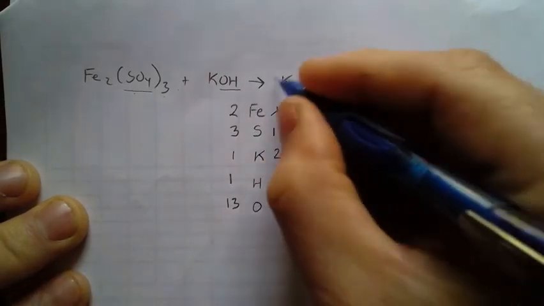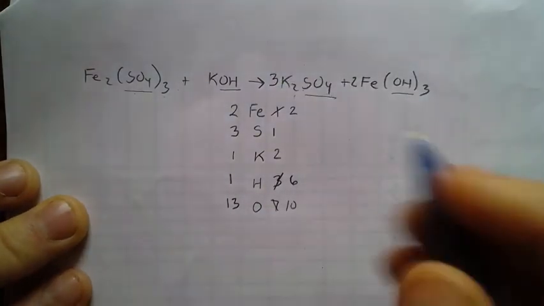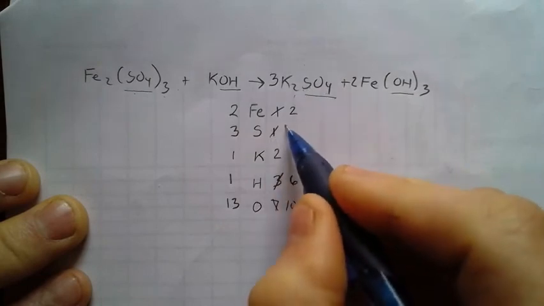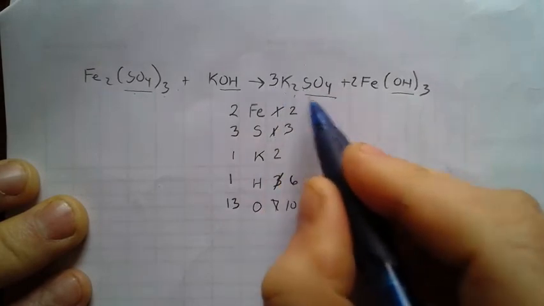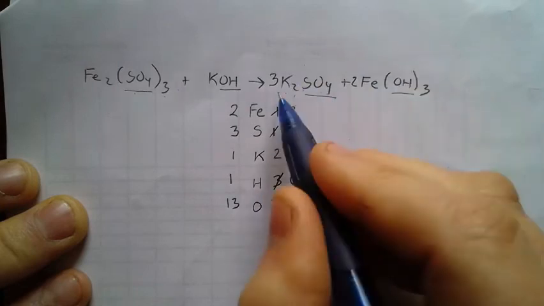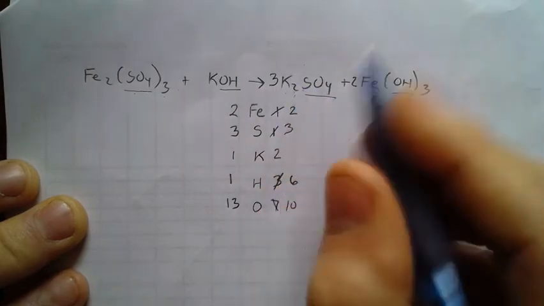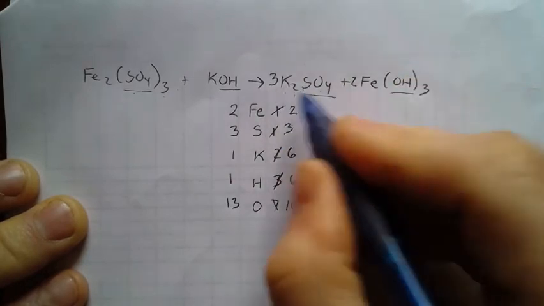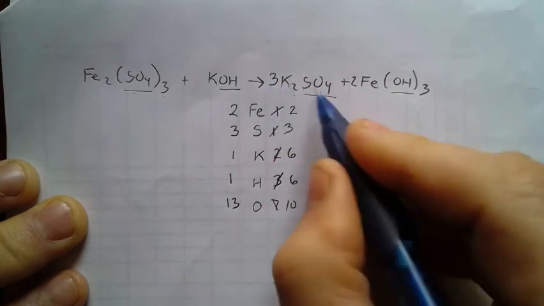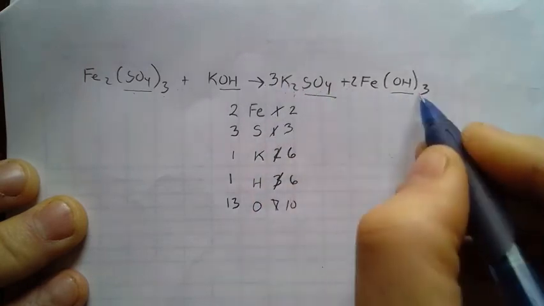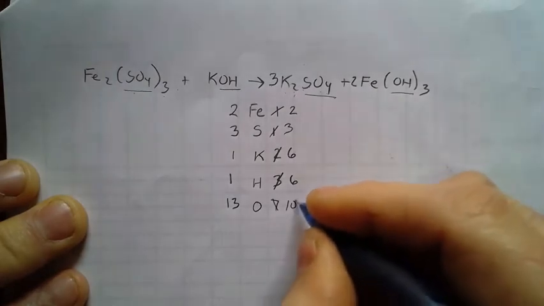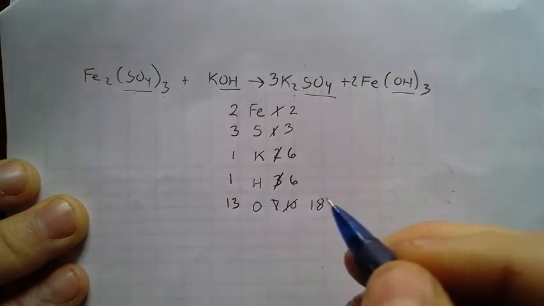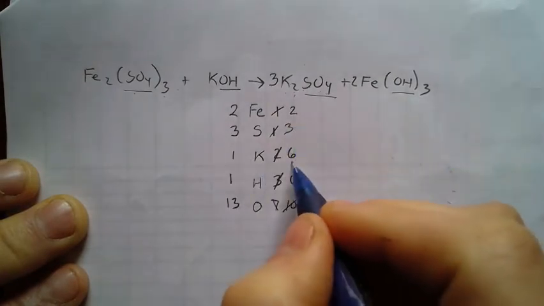Now sulfur, we have 3. We need to have 3 sulfurs on the right, so 3 there will give us the 3 sulfurs. But that also changes both potassium and oxygen. So the potassium is 3 times 2 is 6 potassiums. And then sulfur is already done. And then oxygen, 3 times 4 is 12, plus 2 times 3. So that gives us a total of 18. Now on this side, we have 6 potassiums on the right.